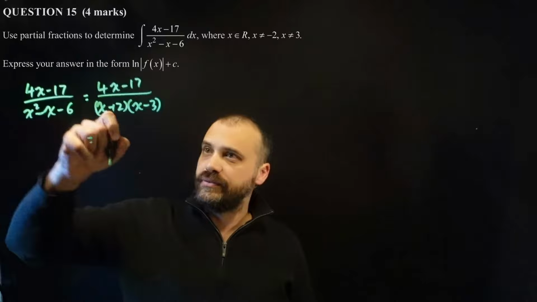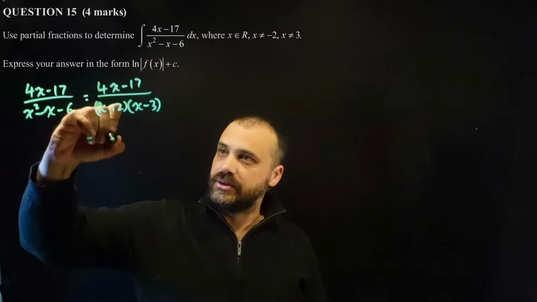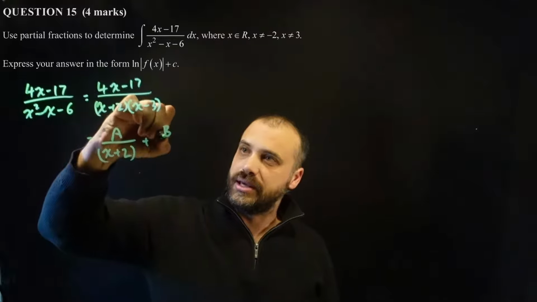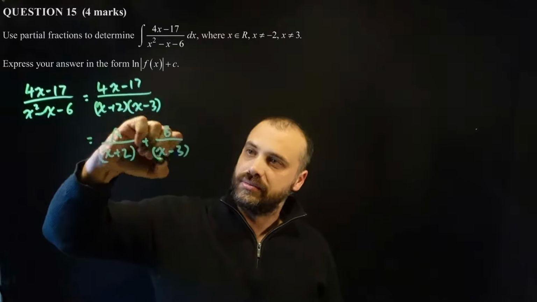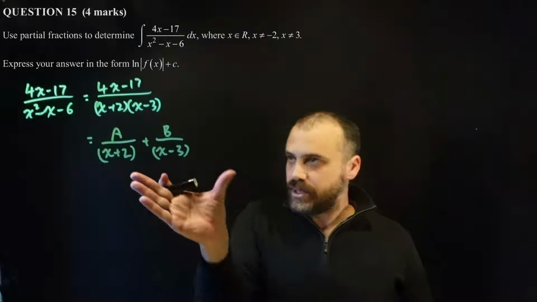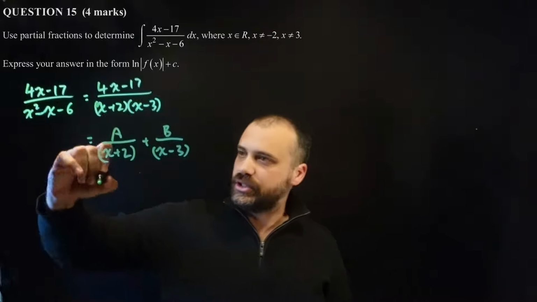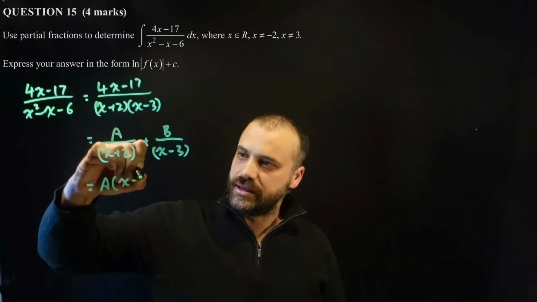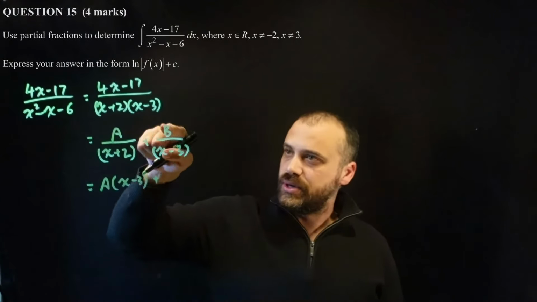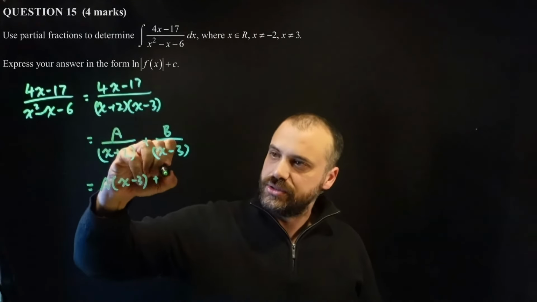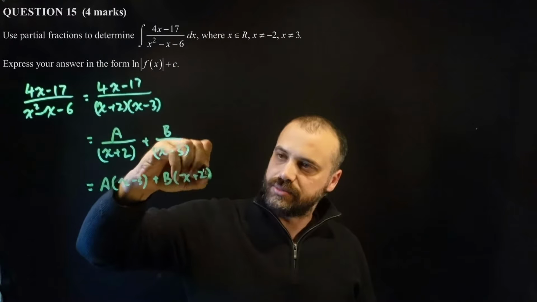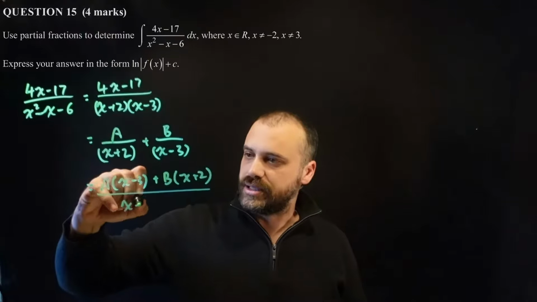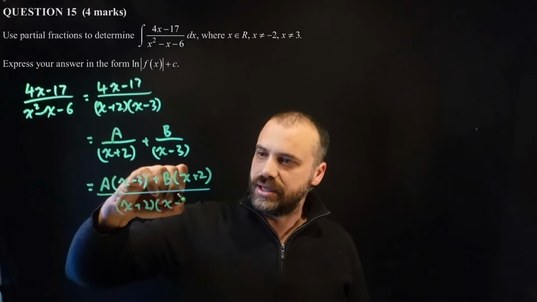Okay, if we have done this, we can now say that that's going to be equal to a over x plus 2 plus b over x minus 3. And we can then condense that back into a single fraction by multiplying this one, top and bottom, by x minus 3. So we get a bracket x minus 3. This one, top and bottom, by x plus 2. So we get b bracket x plus 2. And the whole thing is over x plus 2 times x minus 3.